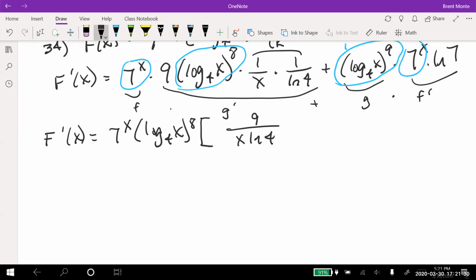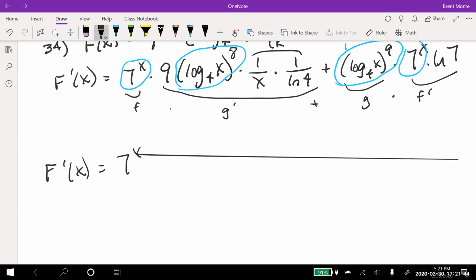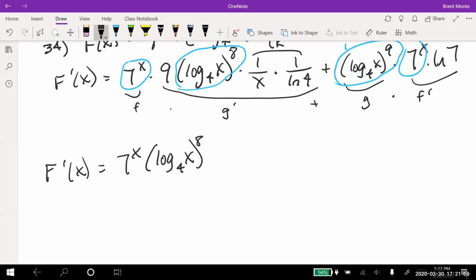And you know what? It's bothering me running into that other stuff. I'm erasing all this. We're gonna just start this piece over because I don't want you to look at it and get confused with some of that other stuff. So let's move that down quite a bit. F prime of x. So we factored out the 7 to the x. Wow, that was crazy. We factored out the 7 to the x. We factored out log base 4 of x, 8 of those. And so it leaves me with 9 over x ln 4. That's my first parenthesis, or my first piece.